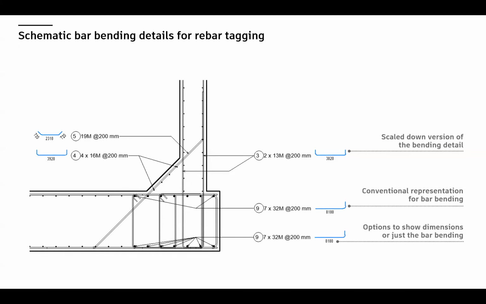That's how the schematic bar bending details look in Canvas. And these details are available for rebar tagging. Again, they could be created through the UI and through the newly added API.